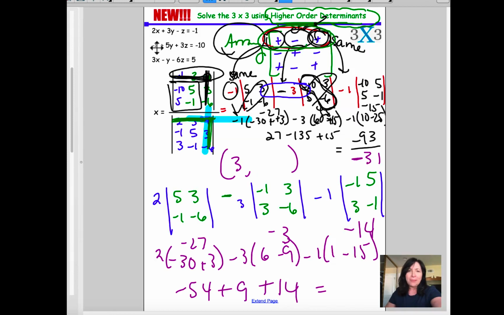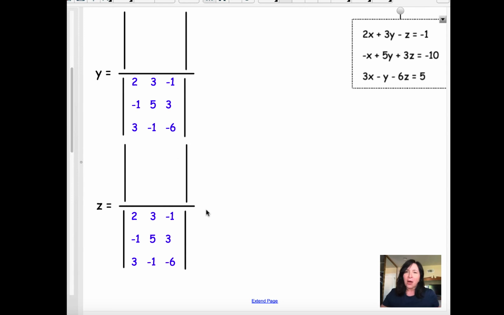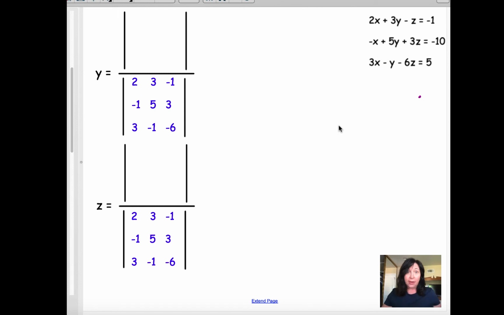Okay, so in going back, I just need to, oh, I know what I can do, is I can copy that here and bring it over here. There we go. I got it. Okay, so what we have here is my equation, just in case I forgot. And so if I'm solving for y, this value, the negative 1, goes here. So that's going to be negative 1, negative 10, and 5. And then these numbers go up. So negative 1, 3, negative 6, 2, negative 1, and 3.